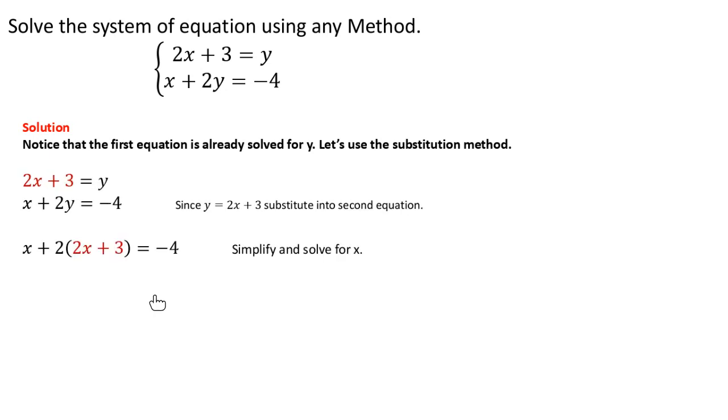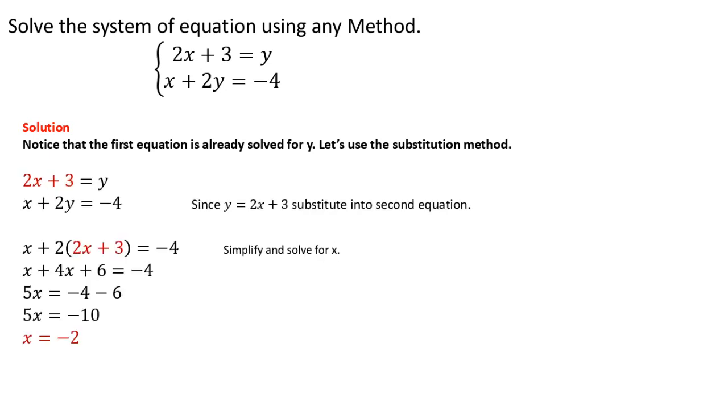Okay, and then I'm going to distribute that 2. So I'm going to have x plus 4x plus 6 equals -4. And then let's go ahead and combine my like terms. I have an x plus 4x is going to give me 5x. And then what I'm going to do is move the number to the other side. I'm going to subtract 6 on both sides. So -4 minus 6 gives me a -10. So to solve for x, I'm just then going to divide by 5 on both sides. So x is equal to -2.